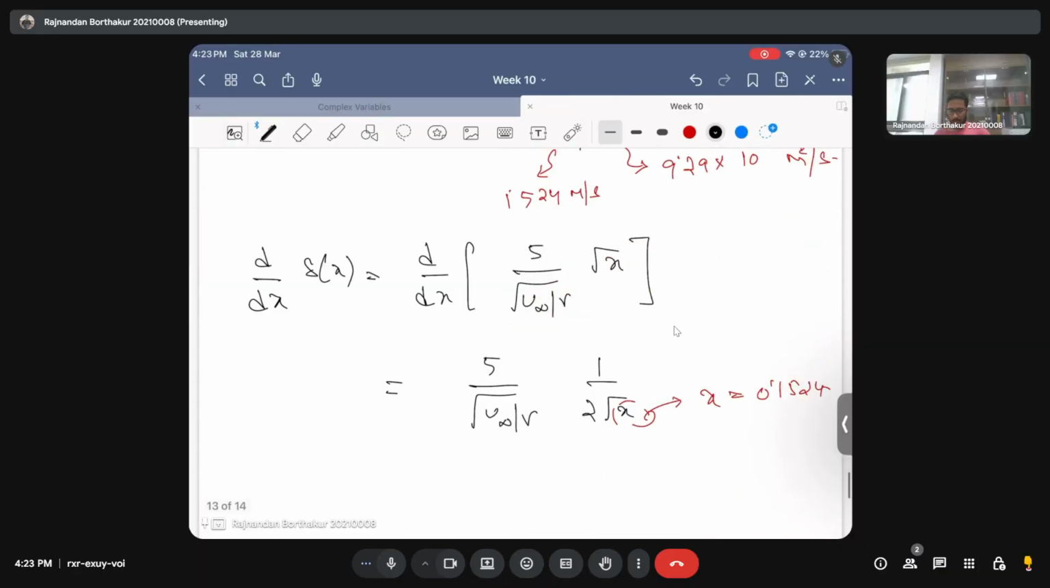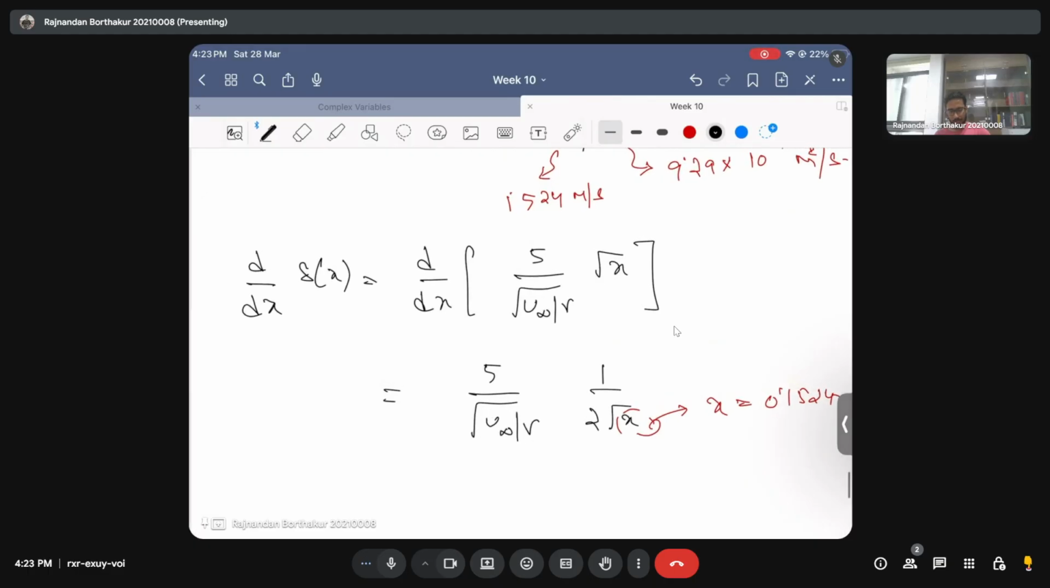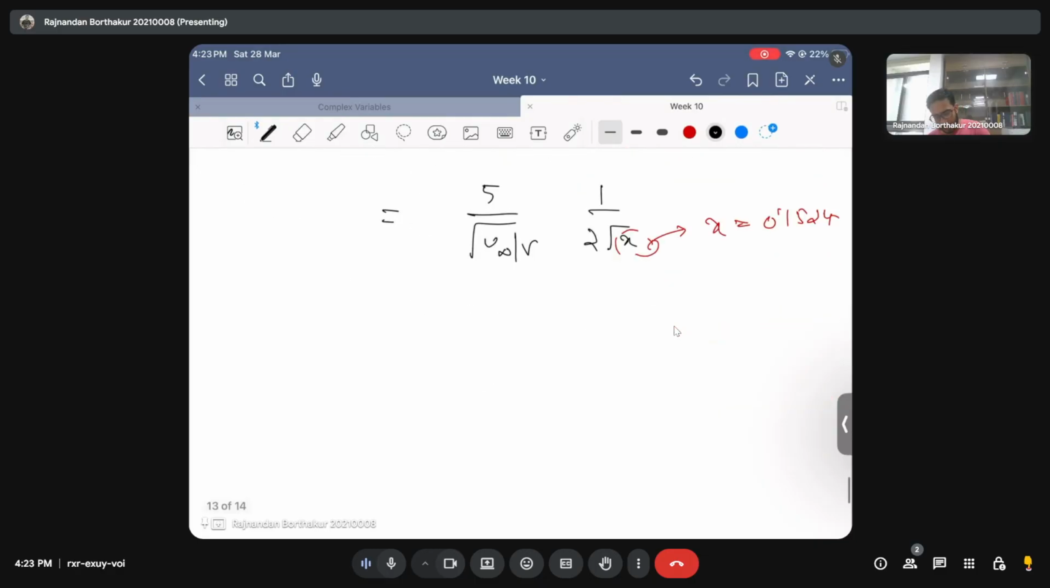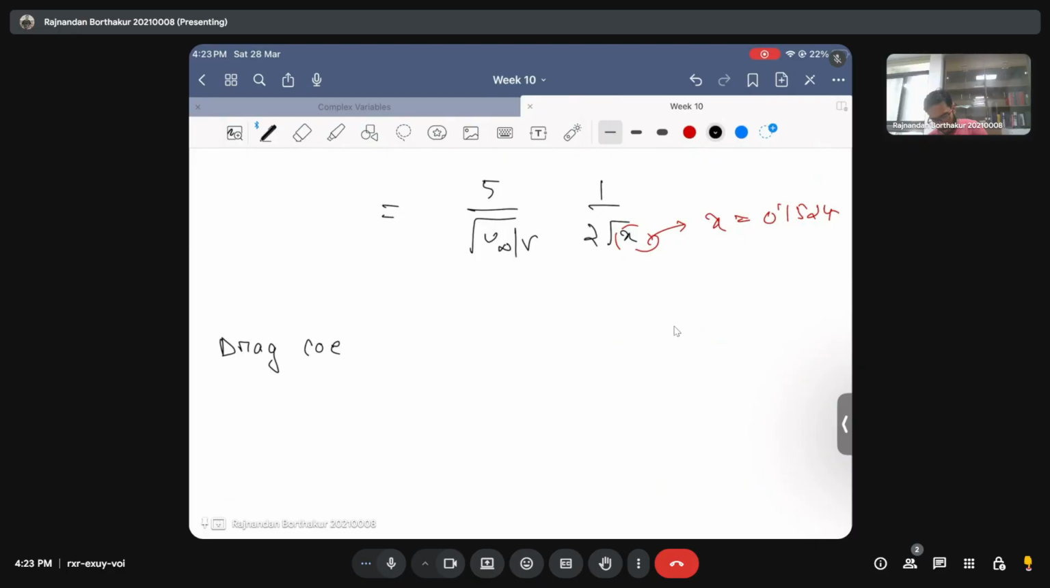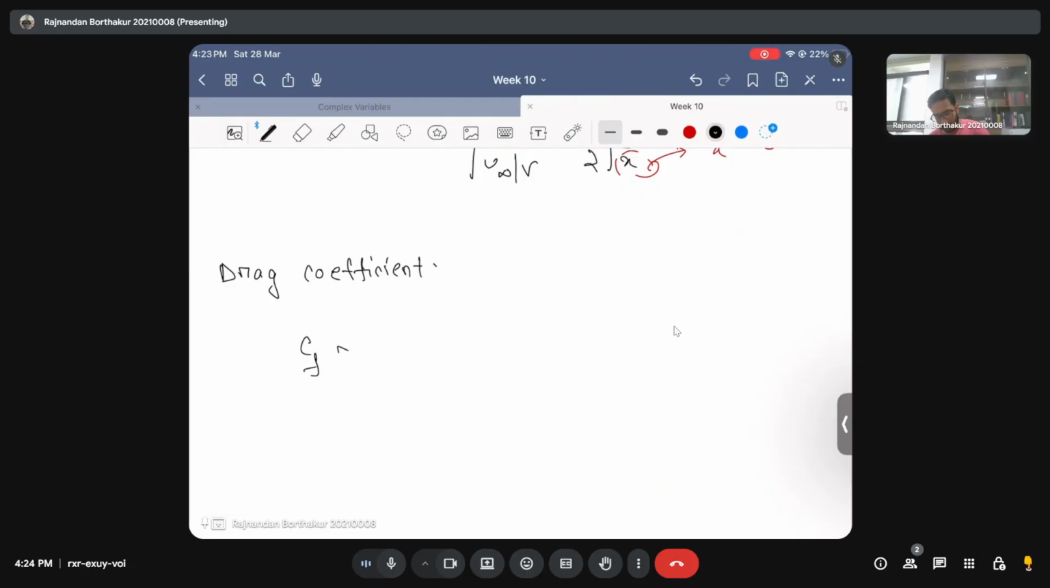All right, so I hope this is fine. That's just a simple, straightforward substitution problem. So the third thing is the drag coefficient. We also need to evaluate the drag coefficient. So again, we will use something known as the skin friction coefficient. The skin friction coefficient is equal to the ratio of tau w by half rho u infinity squared. And if you use the Blasius solution, you will get that this is equal to 0.664 by square root of Re_x.